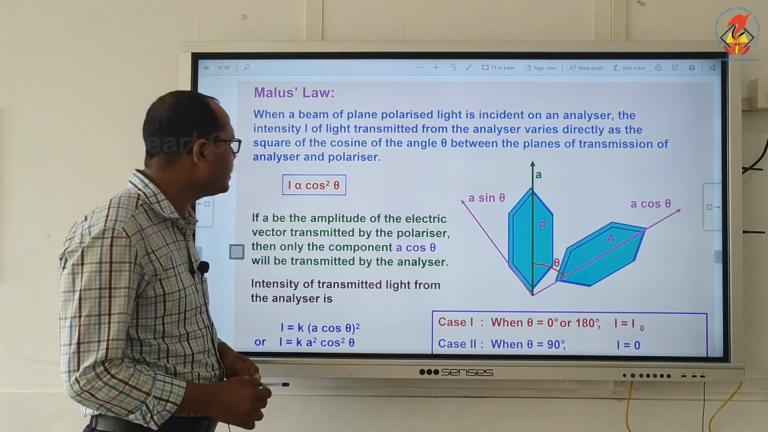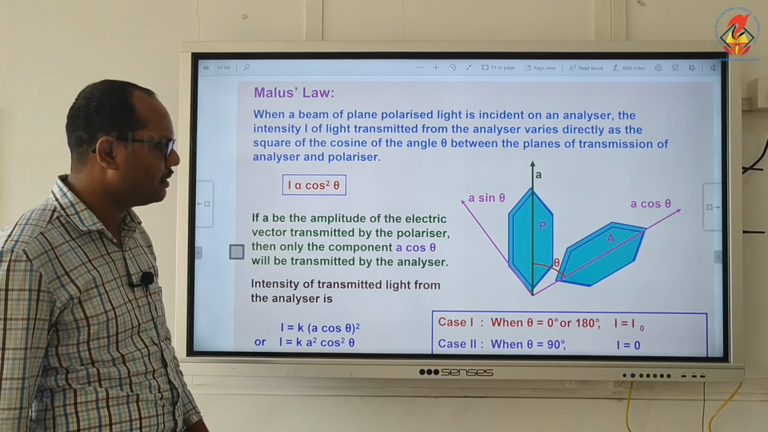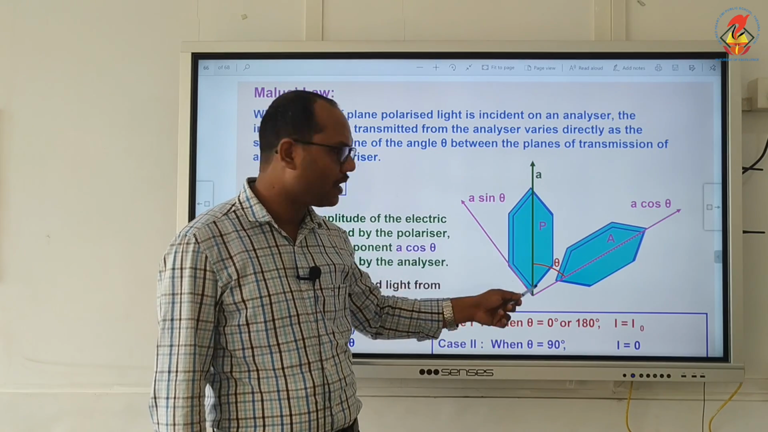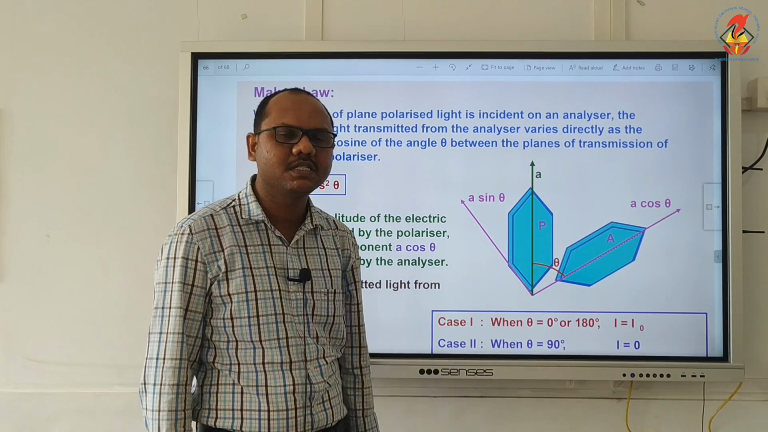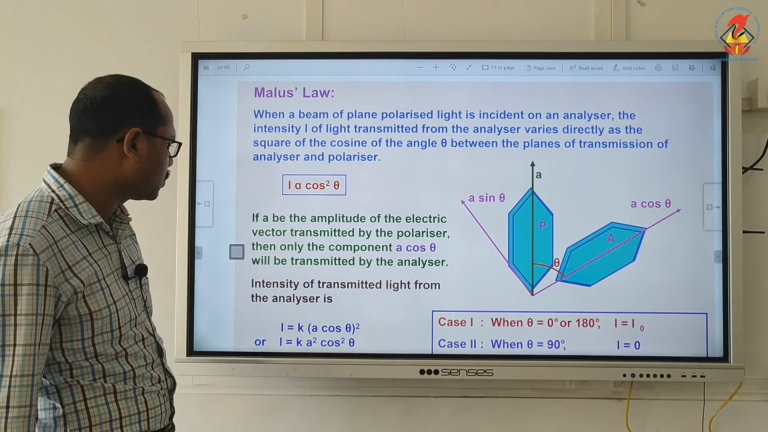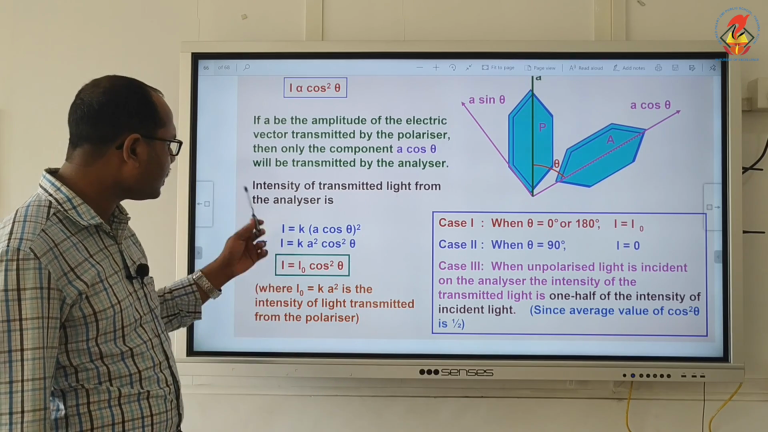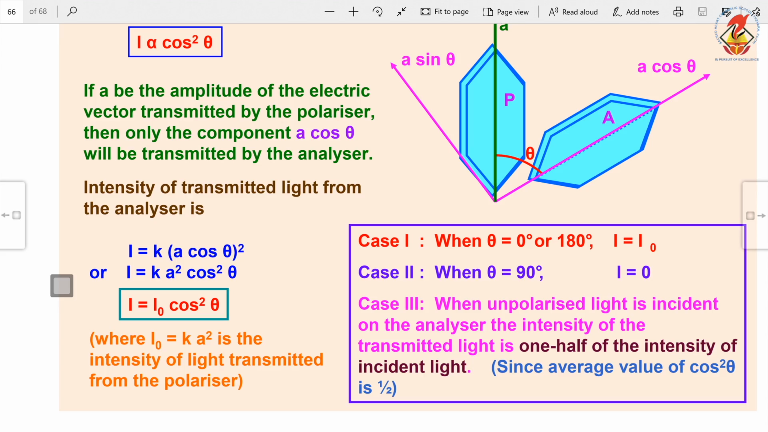So I will be writing like this: I proportional to cos square theta. You can see the angle which is marked. This is polarizer, that is the analyzer, angle between them is theta. So I proportional to cos square theta, then to remove the proportionality sign, I can just directly write like this: I is equal to I0 cos square theta. Here you can see the vector is resolved as a cos theta and a sin theta. So I is equal to k a cos theta whole square.